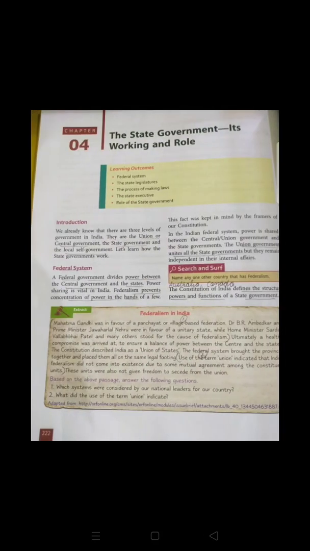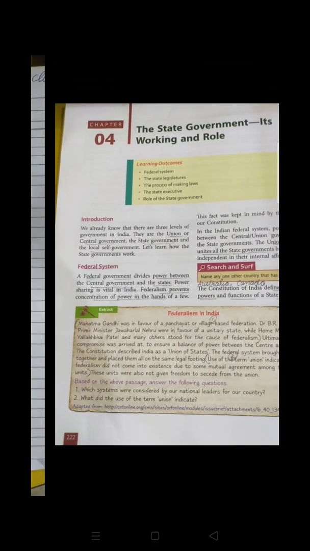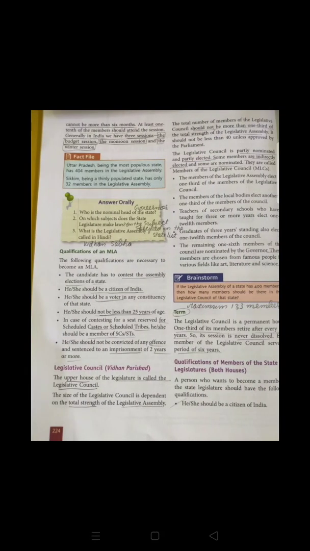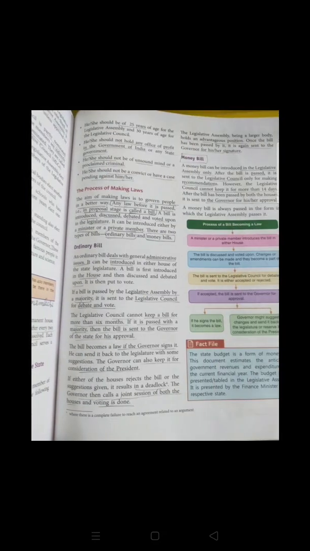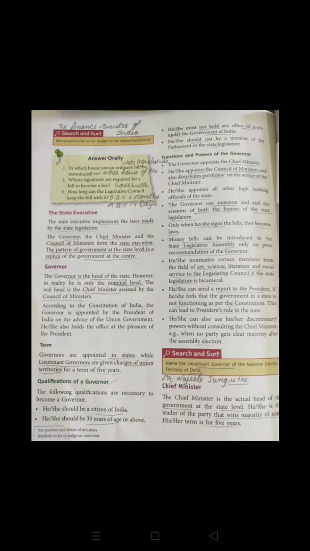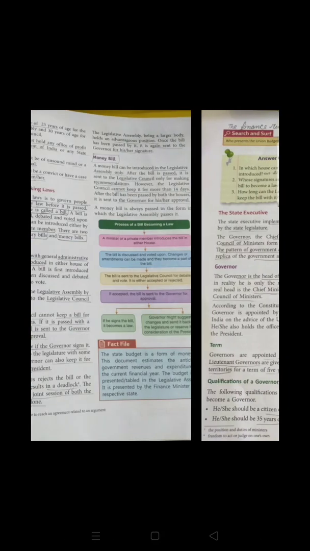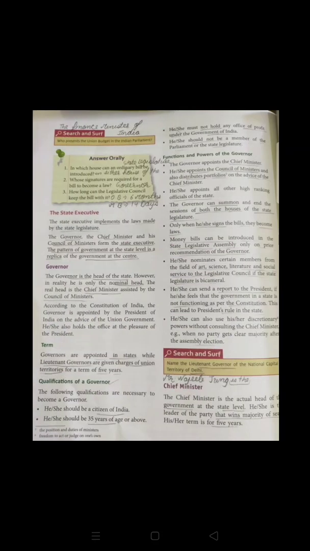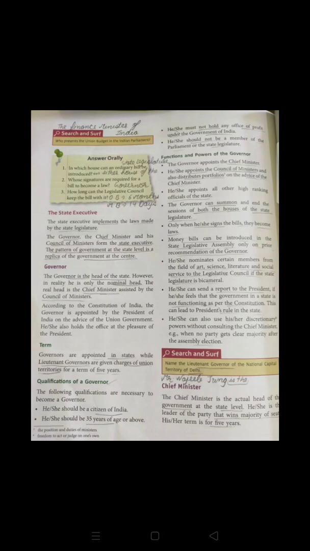We started with the functioning of the government, the state government. Here we came to know about the federal system, the state legislature, and further the session that is going on there. Further we came to know about the qualification of an MLA. Along with that we discussed the legislative councils. Okay, so further we came to know about the process of bill making. There are two types of bills. The first one is the money bill and the second one is the ordinary bill. So in the next video we are going to discuss it further.